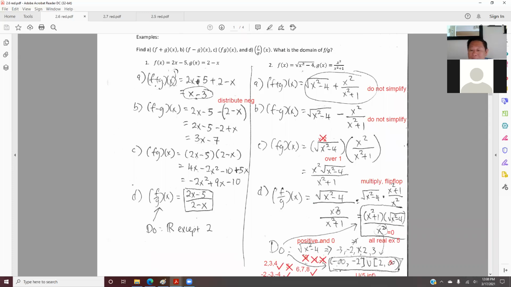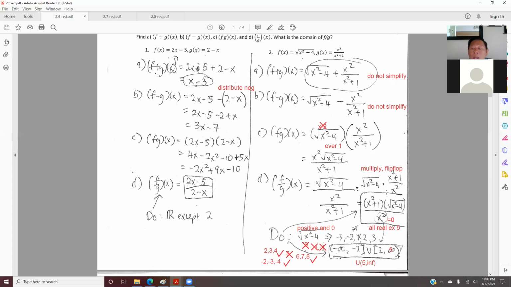So when you divide this, you can always change the division over to multiplication, but your denominator, you have to flip it, okay? So when you flip it, this will become (x squared plus 1) over x squared. So don't forget, when you divide, you have to multiply and flip. And then you multiply them straight across. So this will be (x squared plus 1) over (square root of x minus 4) times x squared.